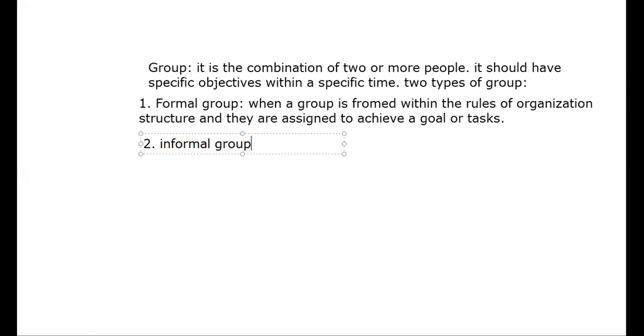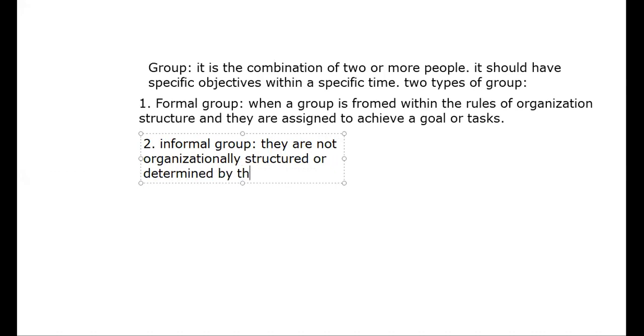So the difference between a formal group and an informal group is that a formal group is determined by organizational rules and structure. The other is not determined by the rules of the organization, and is totally unstructured. So informal groups are not organizationally structured or determined by the rules of the organization.